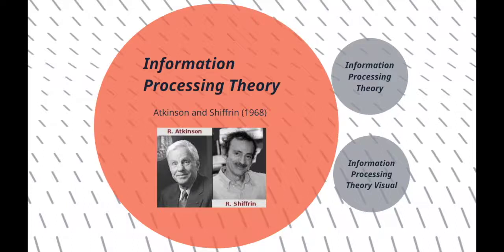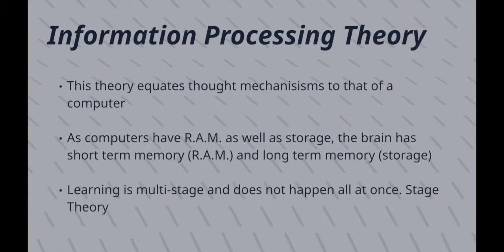We are going to begin the presentation with the information processing theory developed and published by Richard Atkinson and Richard Shiffrin in 1968. Information processing theory states that information is processed through human memory, which is comprised of a sensory register, short-term memory, and long-term memory. They are quoted as saying, "The theory is based on the idea that humans process the information they receive, rather than merely respond to stimuli." They also equate thought mechanisms to that of a computer. Just like a computer has RAM, or random access memory, as well as a hard drive, the brain has short-term as well as long-term memory. This can be best seen in the following diagram.